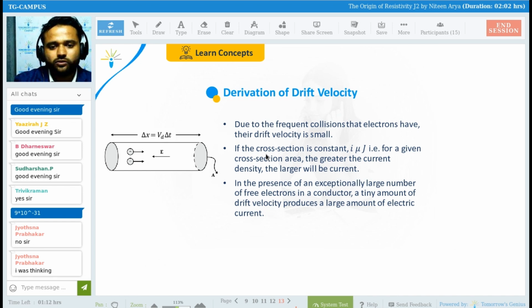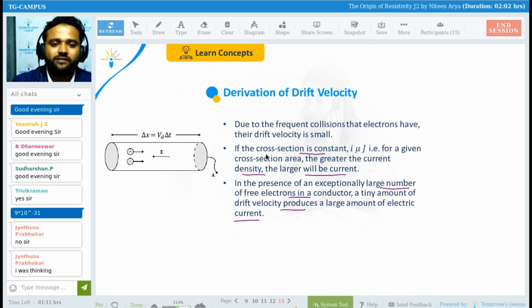Moving ahead, due to the frequent collisions that electrons have, their drift velocity is going to be small if the cross section is constant. That is, I is proportional to j for a given cross section area. The greater the current density, the larger the current. In the presence of an exceptionally large number of free electrons in a conductor, a tiny amount of drift velocity produces a large amount of electric current. What is the meaning of saying that? It means even if we have a very small drift velocity, like 10 to the power minus 4 or minus 5, the number of electrons is the Avogadro number.